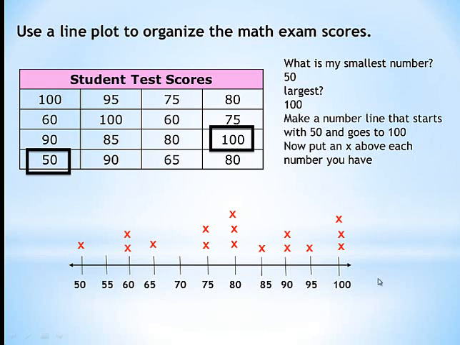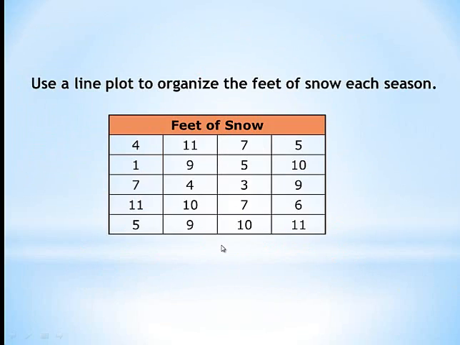Make sure your line plot has arrows at the ends because you know it's a number line that continues on forever. So I want you to take this information and make a line plot from it.